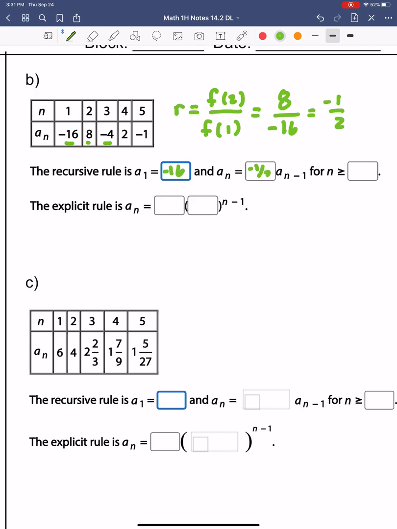Some of us may have been able to see that without using the formula, and that's fine too. And that's for n is greater than or equal to 2. And then again here we've got a and we've got r for the explicit rule. So a is the initial value of negative 16 times r, which is negative 1/2, and we're good to go.